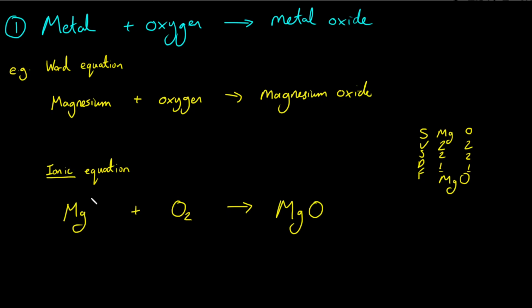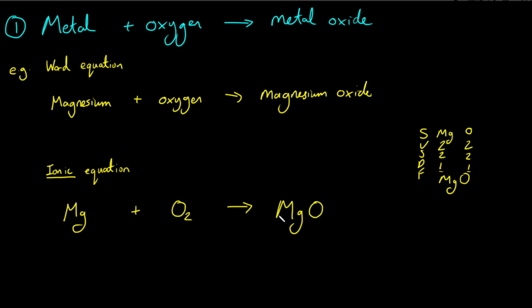Magnesium does not exhibit ionic bonding. It has metallic bonding, so I don't need to put in any charges here. Oxygen is a covalent molecule, a non-metal bonded to another non-metal, no ions, no charges. Come to magnesium oxide though, I've got a metal bonded to a non-metal. Well, I need to put the charges in here for the ionic formula.